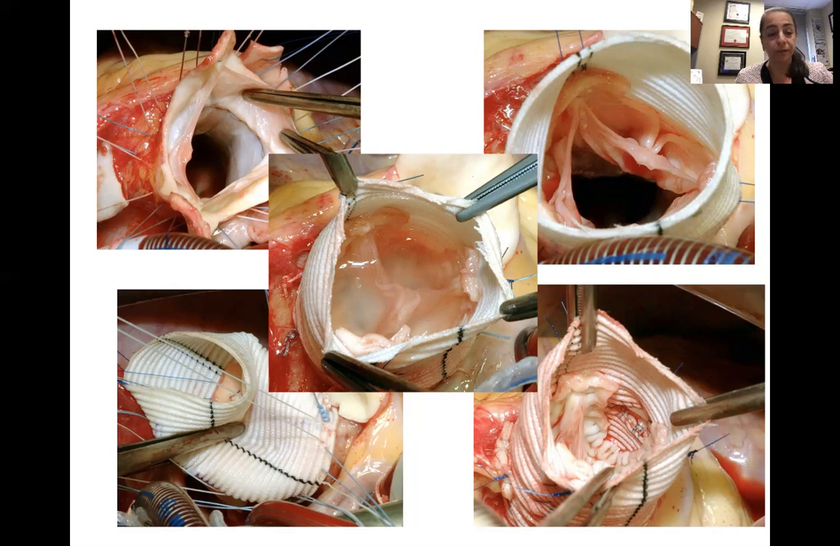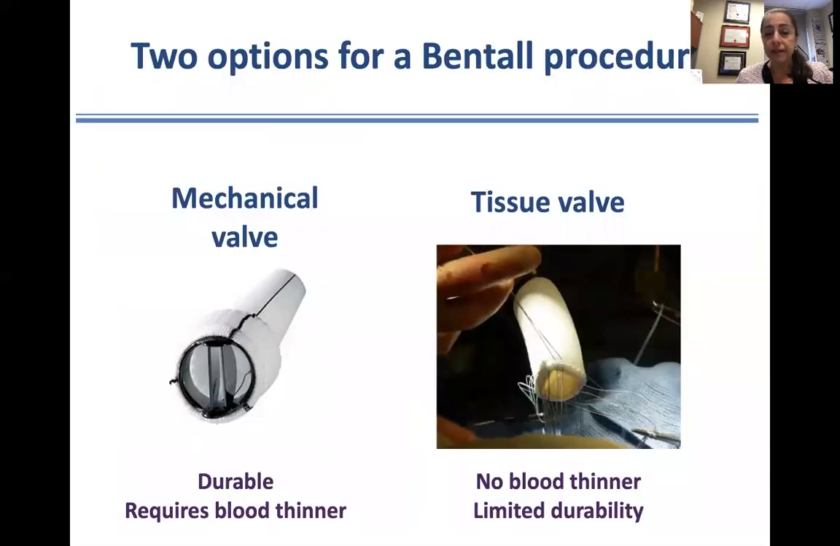The alternative is what's called a Bentall procedure, where the root is replaced with a prosthetic valve that is connected to a graft. The two options for the valve are either a mechanical valve or a tissue valve. Both have pros and cons, namely that the mechanical valve, although it's a durable option, requires lifelong treatment with a blood thinner.